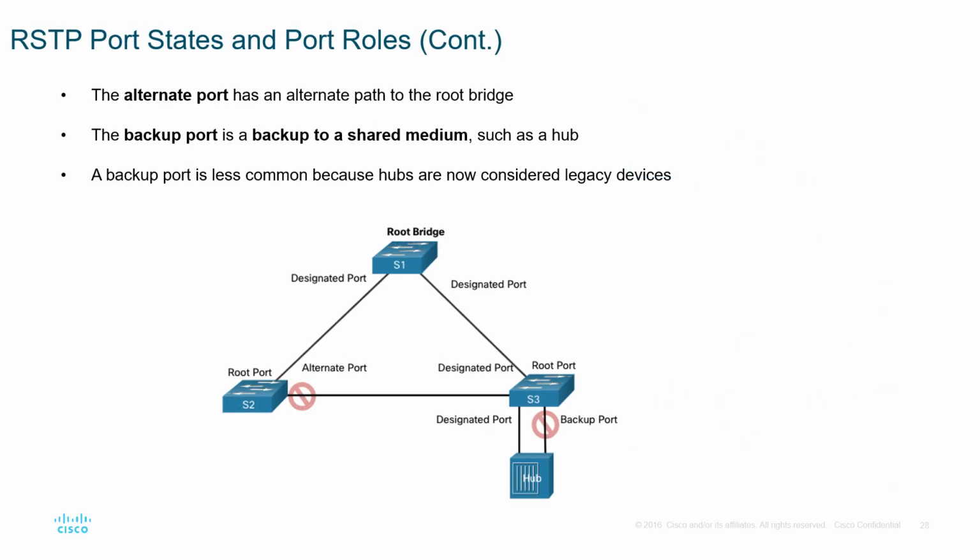Now, the alternate port has an alternate path to the root bridge. However, your backup port is a backup to a shared medium such as a hub. A backup port is less common because hubs are now considered legacy devices and pretty much obsolete. So that is the difference between the alternate port and the backup port within RSTP.